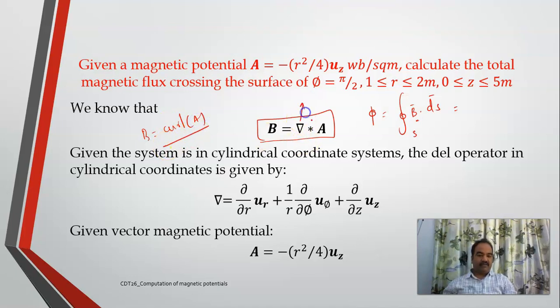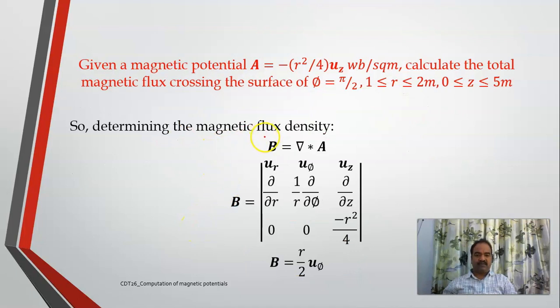Anything is fine. So del cross A. What is the del operator? Del operator in cylindrical coordinate systems. As mentioned, this is cylindrical coordinate systems, right? In cylindrical coordinate systems, the del operator is given by in this fashion. We have seen this in unit number 1. This is your del operator, and this is my A which has been given for me. So I need to perform a vector product between this del operator and this A, the vector magnetic potential. So determining the magnetic flux density by this cross product, right?